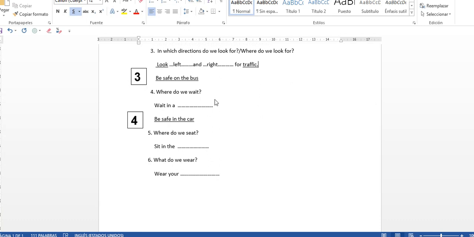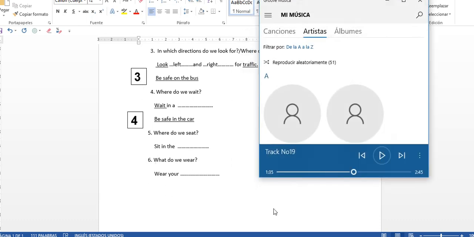Okay, paragraph 3. Be safe on the bus. Where do we wait? Wait in a... So when you listen, you have to pay attention carefully. Where do we wait? Wait in a... Okay, paragraph 3. Listen.